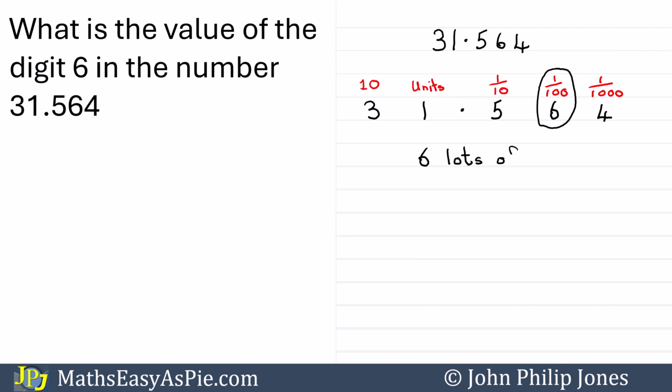So we have 6 lots of 100ths, and of course that can be written out as 6 over 100. We can cancel this fraction down because 6 and 100 both share a factor of 2. So I can divide the 6 and the 100 by 2. Of course, you can show this as follows: 6 divided by 2 all over 100 divided by 2.